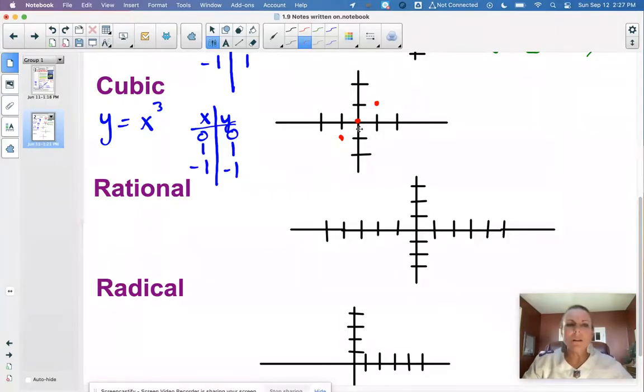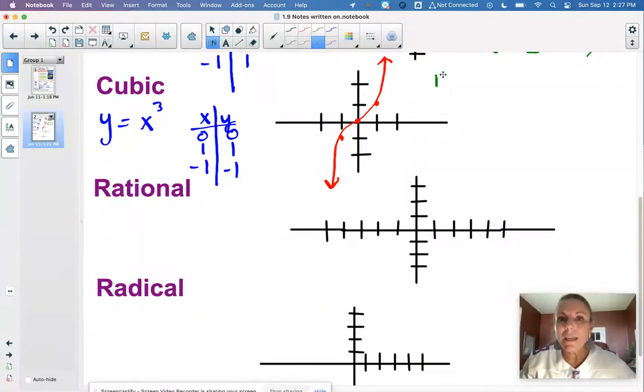So you might say, well, this looks like a line. Well, if we kept doing more points on this, you would see that this is what a cubic looks like. It's like a curve. It comes down like this, goes through 0, 0, and curves back around. That's what a cubic looks like, just like that.